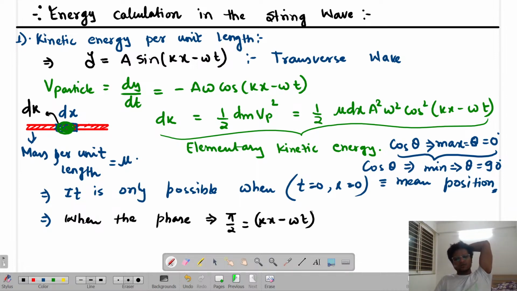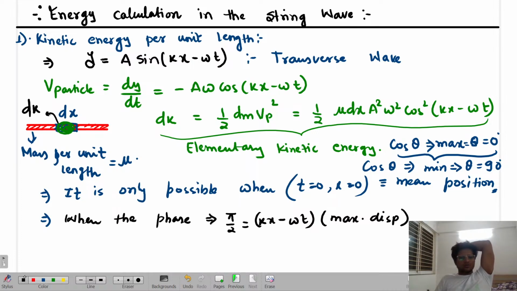For this value, I do not know what x value is there, what t value is there, but this is a point of maximum displacement. It will be maximum displacement, right? Over there, we know that means extreme position if we define. So extreme position over here is defined at pi by 2. Where is it defined?